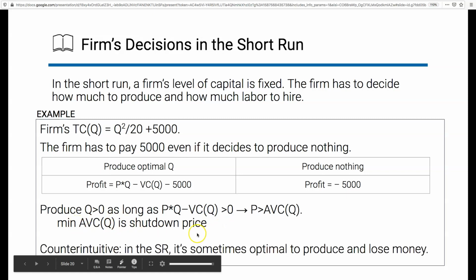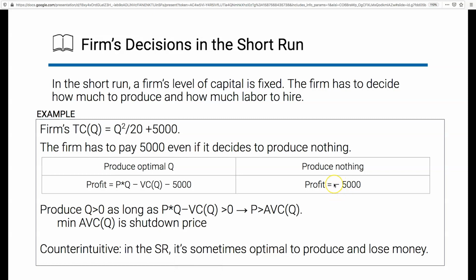And it's sort of counterintuitive, but in the short run, it's sometimes optimal to produce a positive amount and lose money because of the fixed cost. Basically, in the short run, your benchmark for profits is not profit of zero, are we making positive profit or negative profit, but rather, are we making a profit above negative 5,000 by producing? Or if not, we should stop and not produce anything at all. So your benchmark is the negative fixed cost rather than zero.